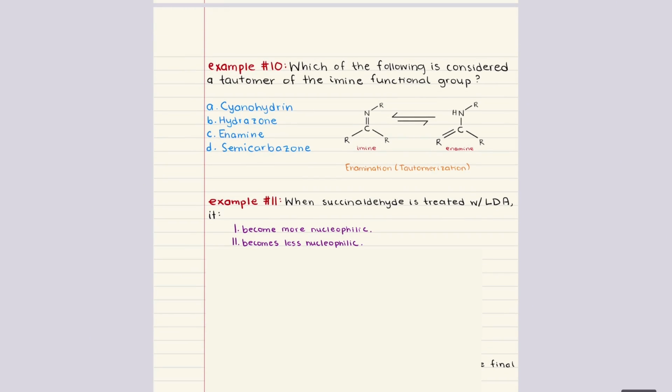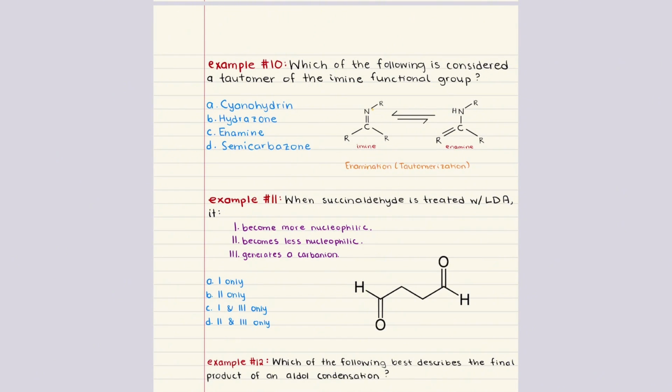Problem 10 says, which of the following is considered a tautomer of the imine functional group? Tautomers are isomers that readily interconvert by the movement of a proton and a shift of a double bond, and they exist in a dynamic equilibrium. When we're talking about imines, the most relevant tautomer relationship is with enamines. An imine is a compound featuring a carbon-nitrogen double bond, usually formed by the condensation of a primary amine with a carbonyl compound.